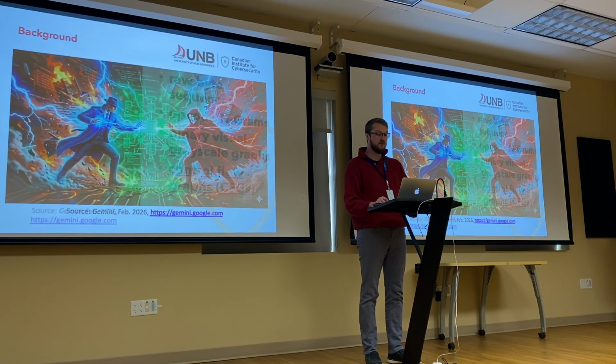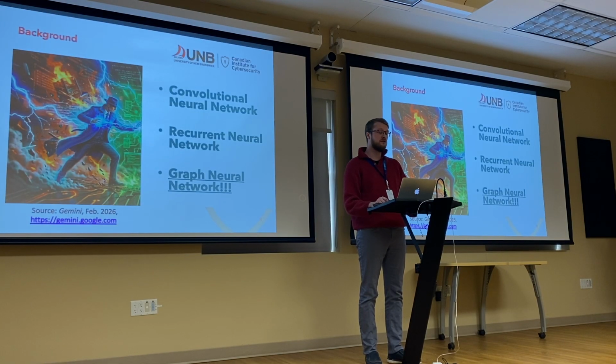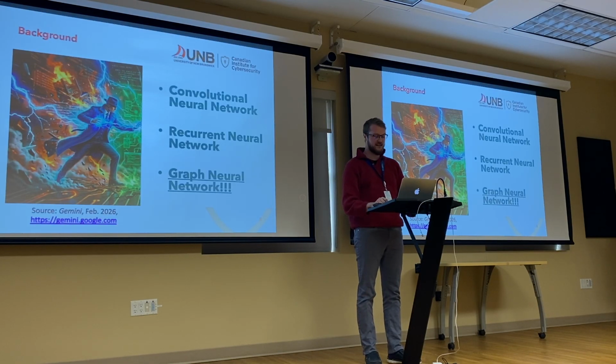For those performing the detection, they have lots of different things at their disposal. They can use raw byte sequences of binary programs. They can use opcodes or n-grams. They can use binary visual grayscale graphs. But most importantly, they can also use control flow graphs. We're going to briefly talk about what that is in a moment. Also, they have lots of different models that they can use to act on these features, or things that we extract from binary data. They can use convolutional neural networks, recurrent neural networks, or graph neural networks. So that's great.